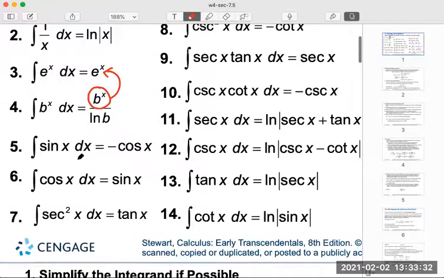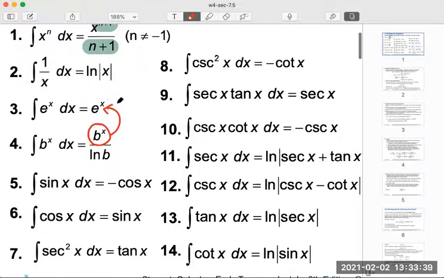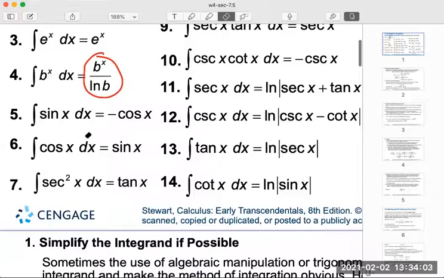E to the x, that is a specific case. When b is equal to e, then we have this, the third formula. But in general, it is this guy. This is the more general formula, okay? If you want to prove it, you can go back to Calc 1 and review it. There's a section mentioning these in great detail.